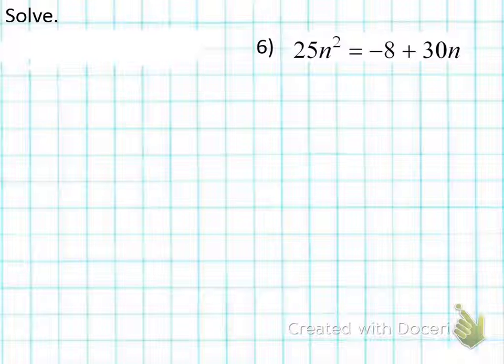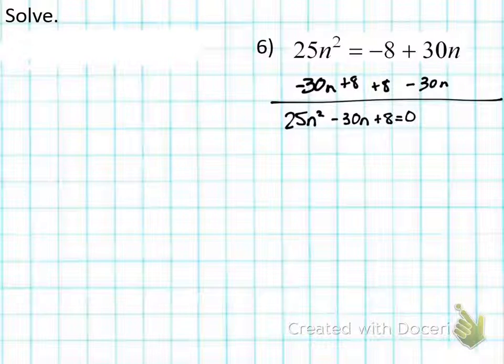So when you start off this problem, you should subtract 30n on both sides and also add 8 on both sides, and then you'll have your trinomial, which is there. We're not going to do it because I know you could do it by yourselves. So, okay, that concludes this lesson.